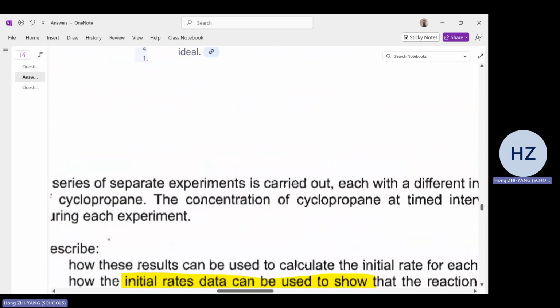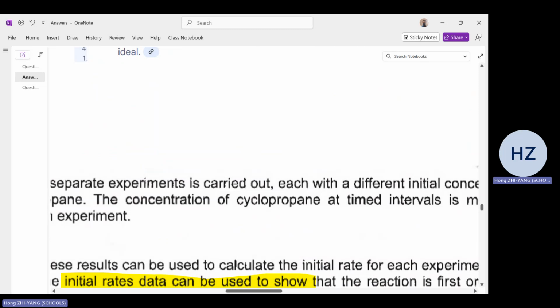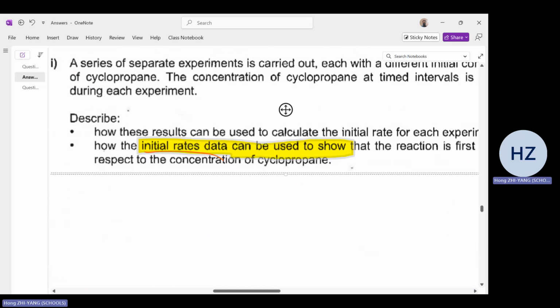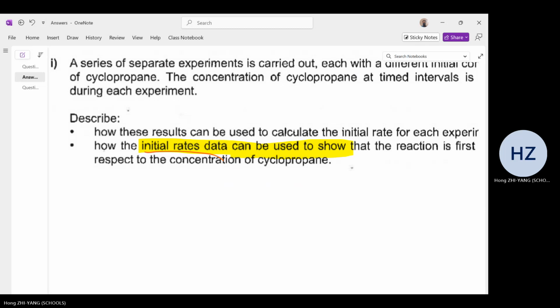The answer is you cannot. Why? Not because you are wrong, but the question asks you to use initial rate data. The question forces you to do the initial rate method. If you do the other method, then you're just shortchanging yourself.